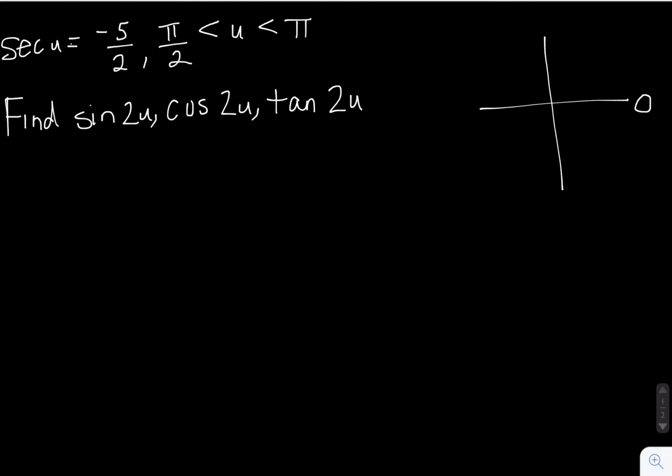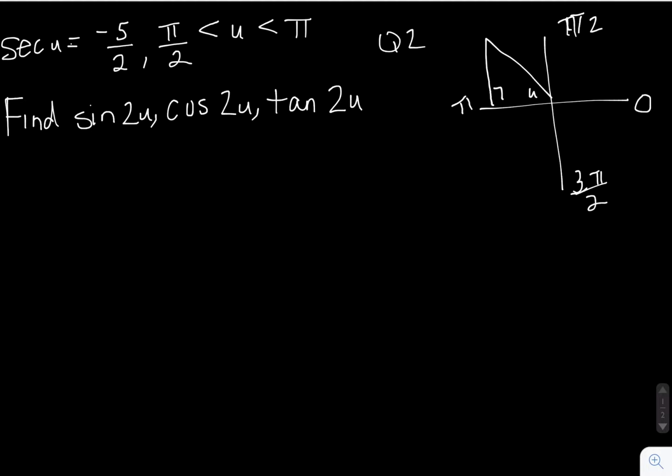We know this is 0, this is pi/2, pi, and this is 3 pi/2. Okay, so if we're between pi/2 and pi, that means we're in quadrant 2. So we're here. So let's draw our triangle here. Here's our right angle, and here's our angle u.